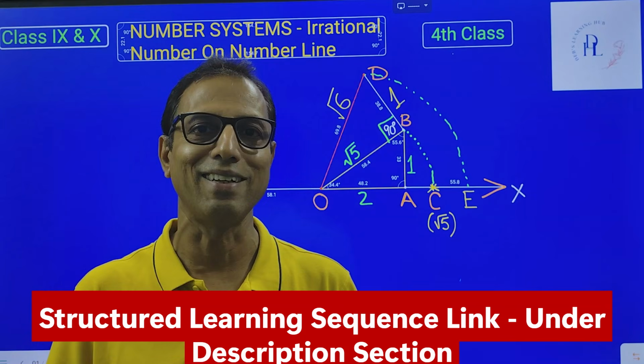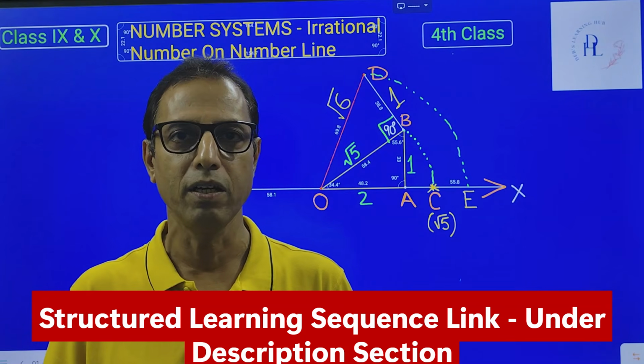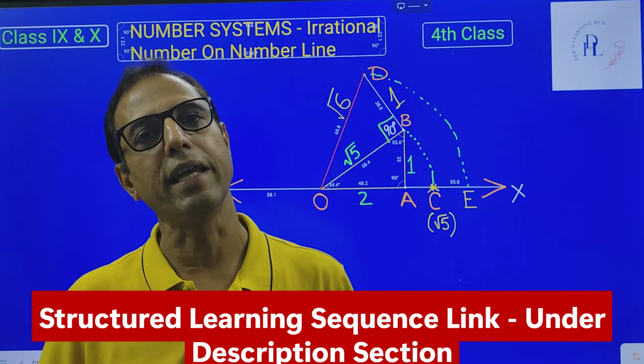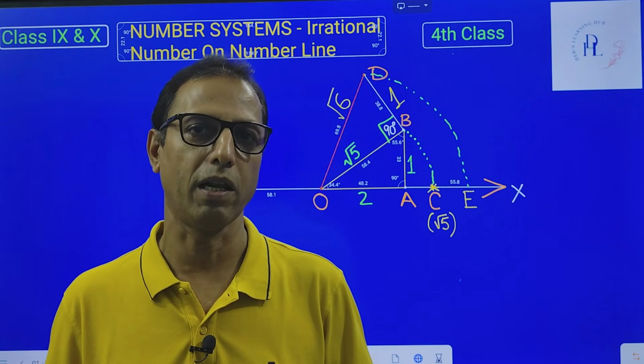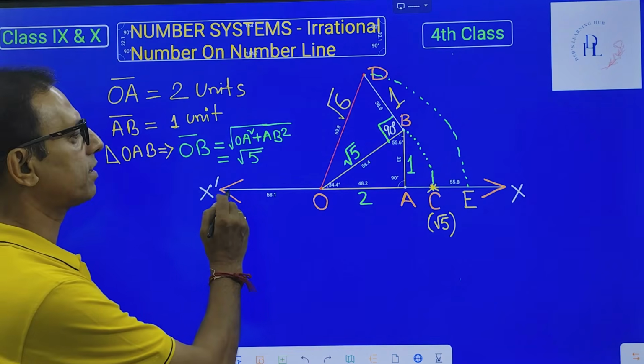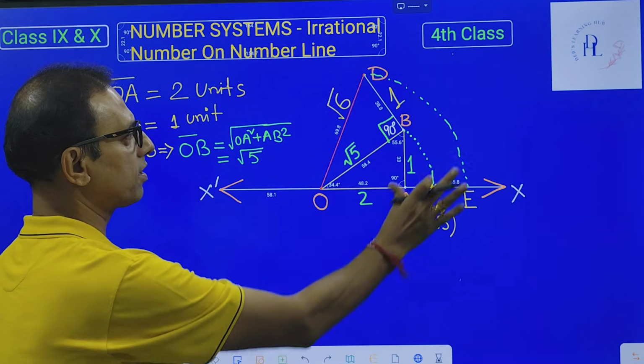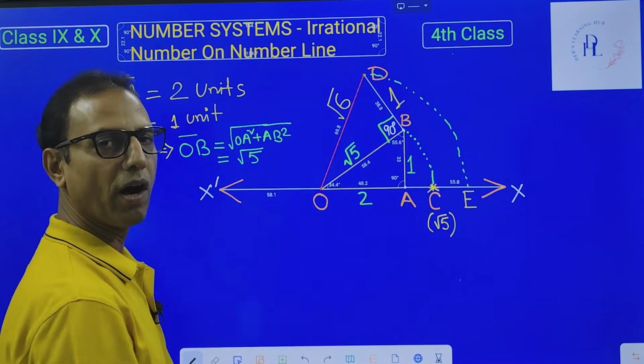So first let's understand how to place root 5. If you understand this one, then any irrational number you can place on the number line. Okay, now let's look into this picture. Don't concentrate on the entire picture at once.